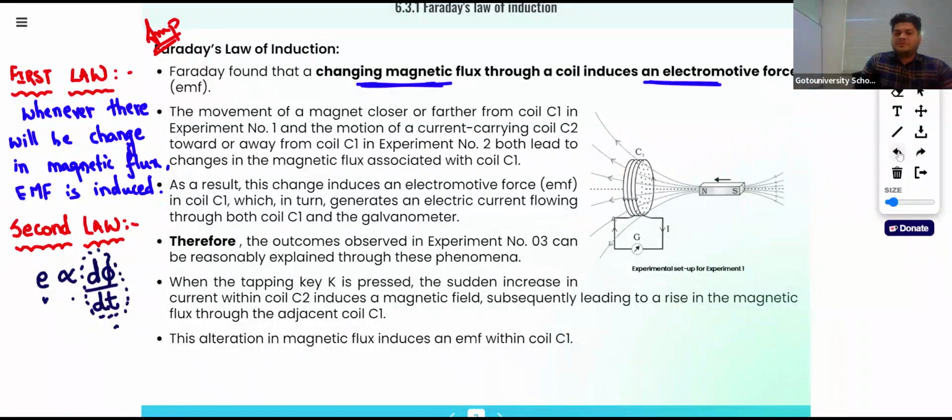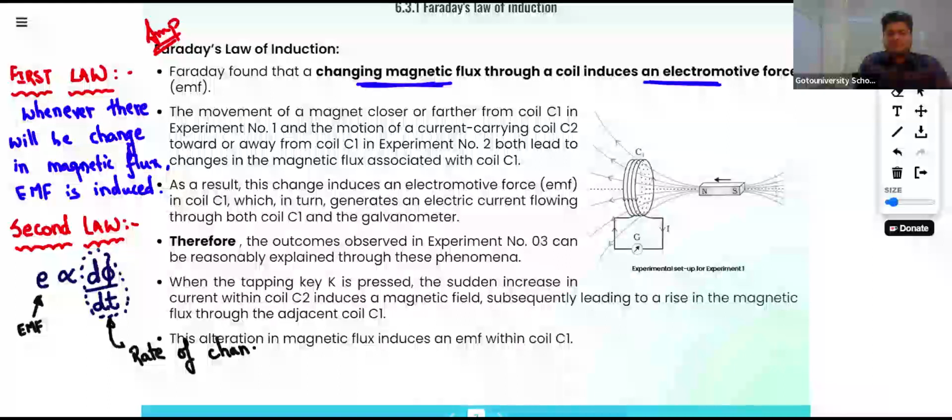Once more. So, second law states that electromotive force is directly proportional to rate of change of magnetic flux. Last time. What is this? Electromotive force. This fish-like structure is what? That is the directly proportional sign. And what is this? This is rate of change of flux.